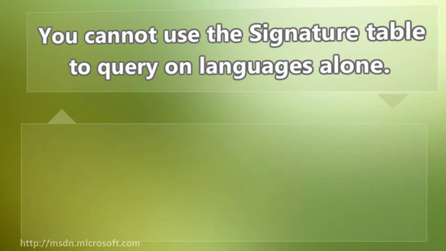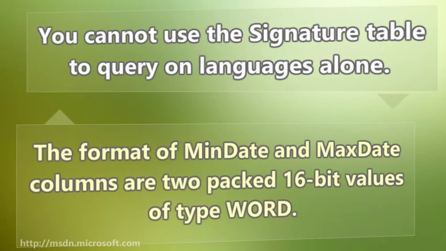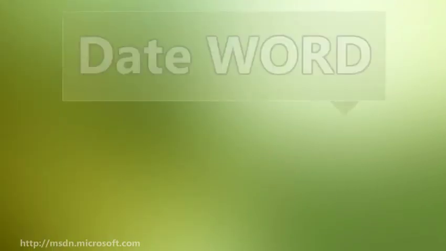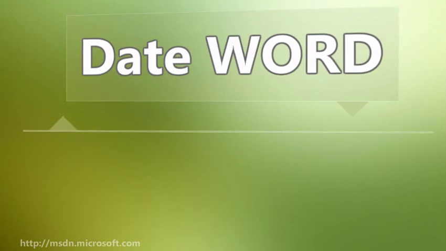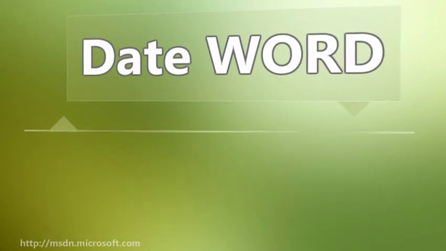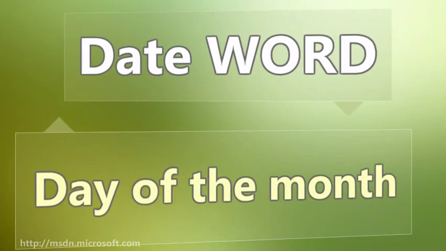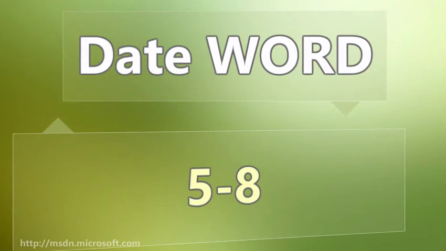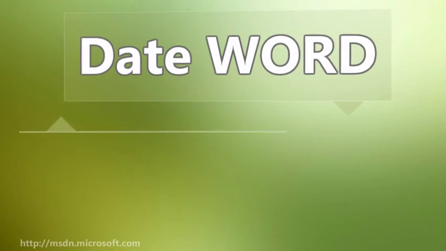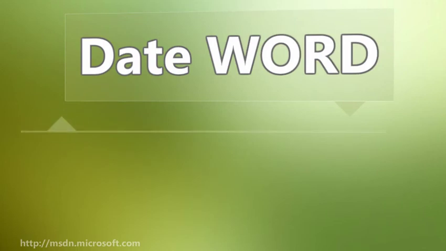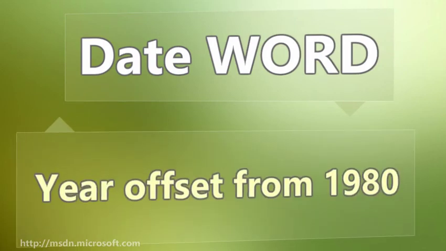The format of the MinDate and MaxDate columns is two packed 16-bit values of type Word. Date word: bits 0 to 4 are the day of the month, bits 5 to 8 are the month, and bits 9 to 15 are the year offset from 1980.